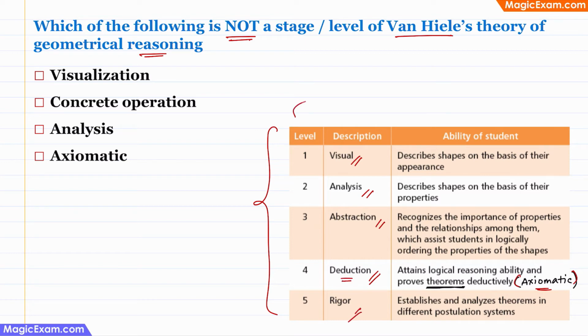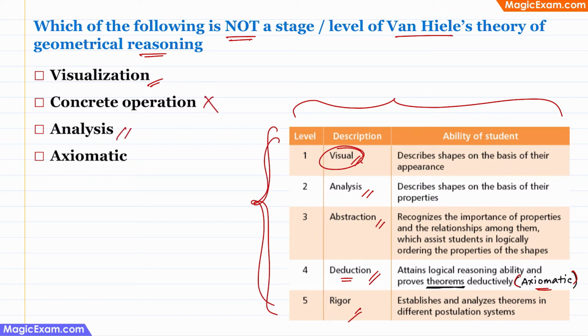So this table is very important. Please go through the details in this table because you will frequently get questions based on Van Hiele's theory of geometrical reasoning. Now coming back to the options, visualization is here, then concrete operation is not in this list, analysis is here, and axiomatic comes under deduction. Therefore, which of the following is not a stage of Van Hiele's theory? That is concrete operation.